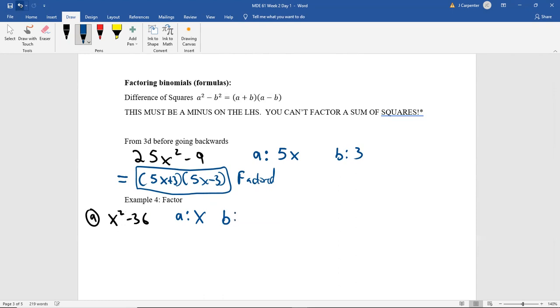Then B, the second thing in the formula, is what squared would make a 36. Don't think about the minus. The minus is part of the formula, because you can't use real numbers and square it to make a negative. Well, it'd be 6. 6 times 6 is 36. So it's just a pair of parentheses where it goes a plus b and a minus b. If you want to put the minus first, then the plus, be my guest, nobody cares. I always do plus first. X plus 6 times x minus 6. Well, that's it. That's the answer.